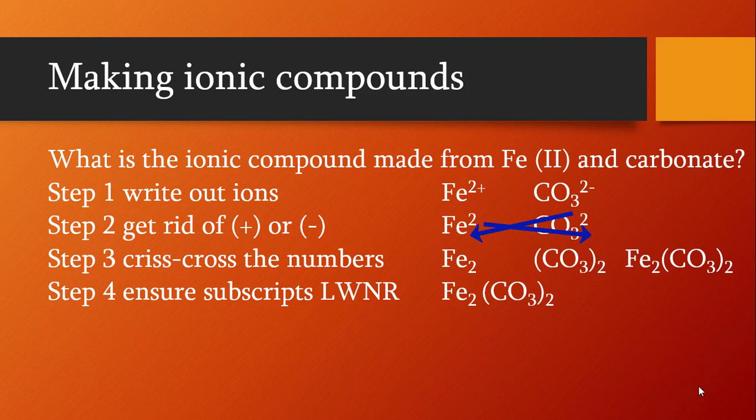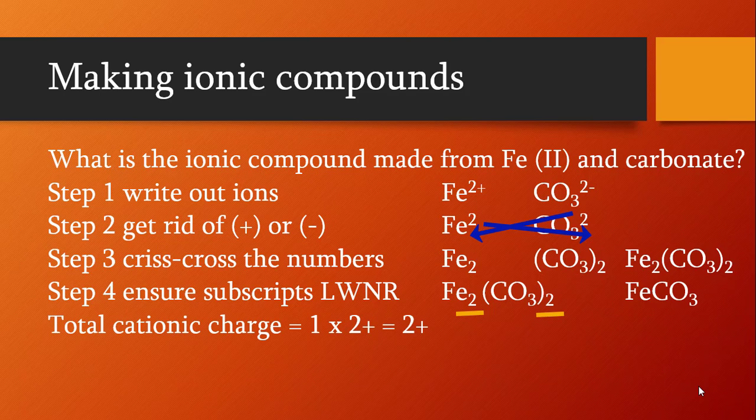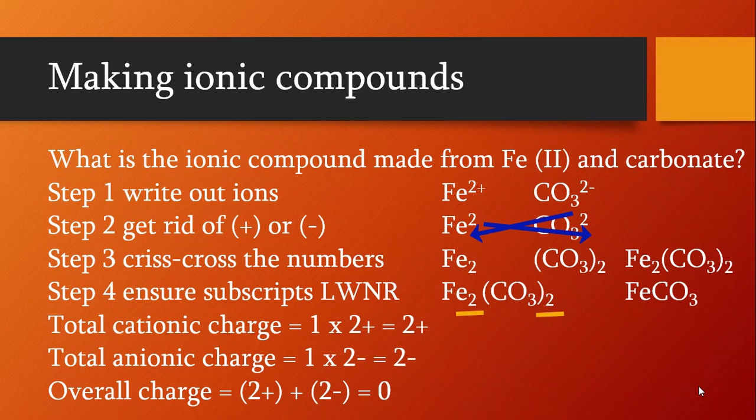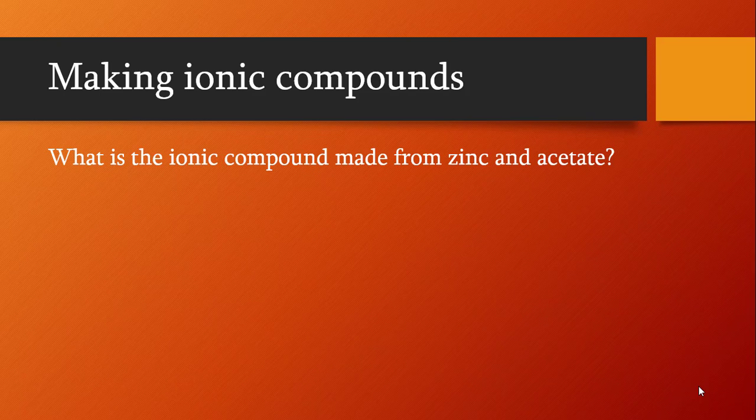Now we ensure the subscripts that we did the crisscross on are in the lowest whole number ratio. And that's this 2 and that 2. Both are divisible by 2, FeCO3. When looking at the subscripts, we ignore the subscripts within the parentheses. So the 3 on the CO3 doesn't count for this. The total cationic charge, 1 iron times 2 plus. Total anionic charge, 1 CO3 at 2 minus. And we add those numbers up, you get 0. That's a valid formula.